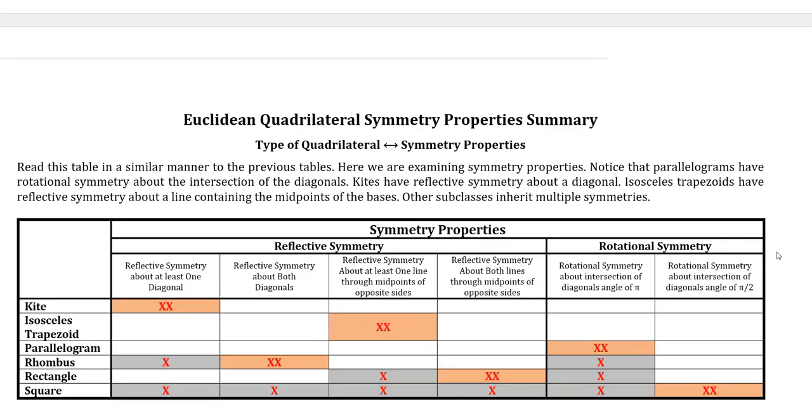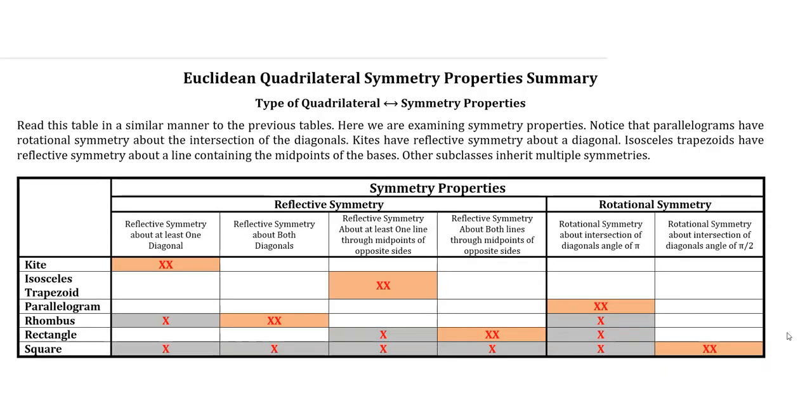Next, let's look at a similar table for symmetry. So some quadrilaterals have certain types of symmetry properties. If it has reflective symmetry about at least one diagonal, or the line containing one diagonal, then it has to be a kite. So a rhombus and square being a kite have that property as well. If it has reflective symmetry about both diagonals, then it has to be a rhombus, including squares.